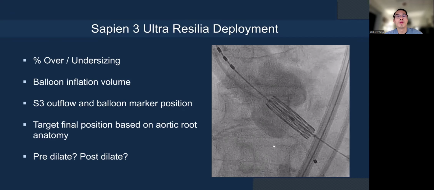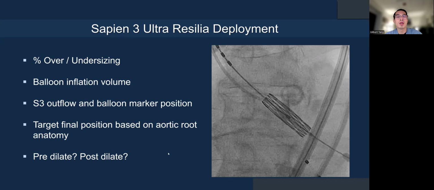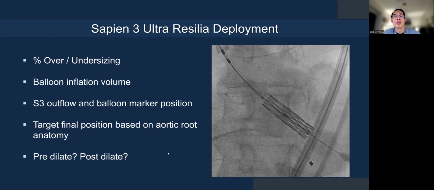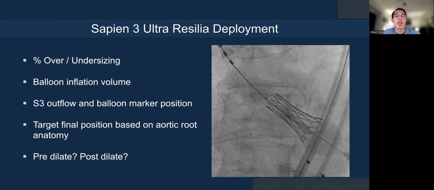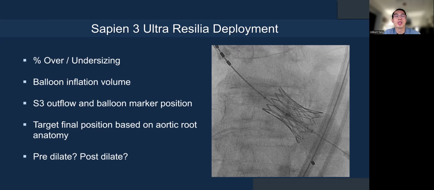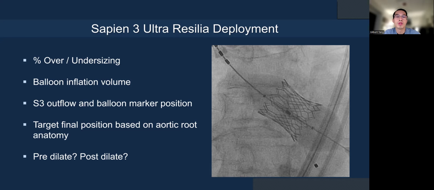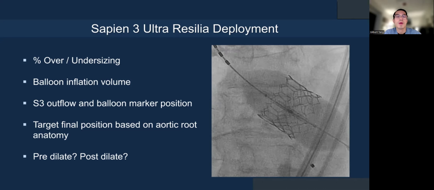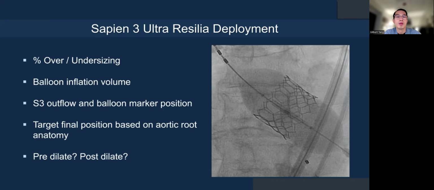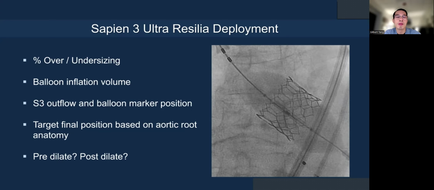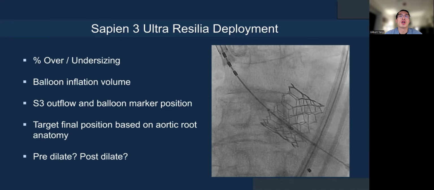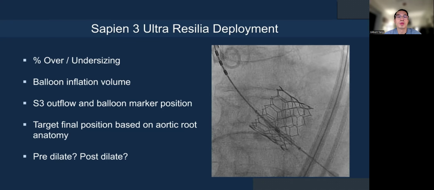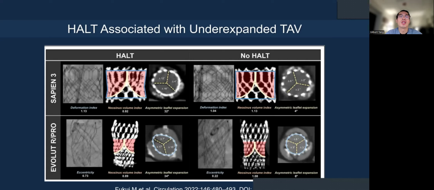Now, the deployment of the SAPIEN Ultra Resilia valve itself is not just simply blowing up the valve. There's actually a lot of thought put into it in terms of sizing, how much inflation in the balloon, where to position the valve, the final target position that you're aiming for, and whether you pre-dilate or post-dilate it during the procedure. Because we know that HALT, or hypoattenuated leaflet thickening, is associated with underexpanded transcatheter valves.